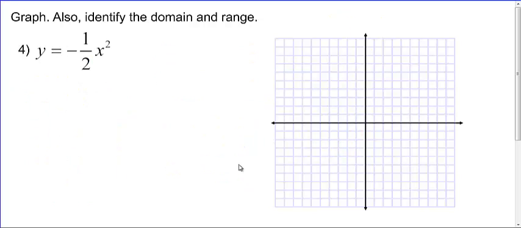Let's take a look at another one. y equals negative 1/2 x squared. Again, we're going to set up our t-chart.